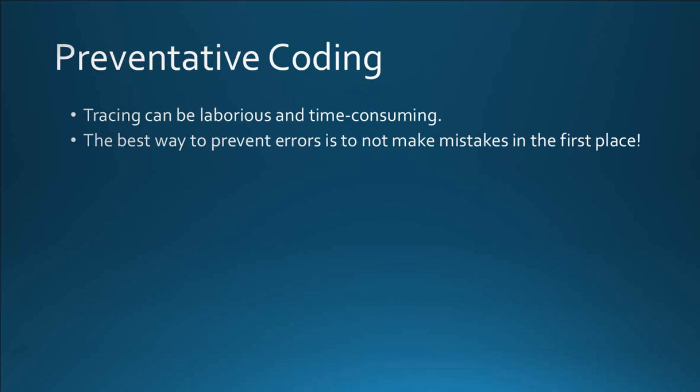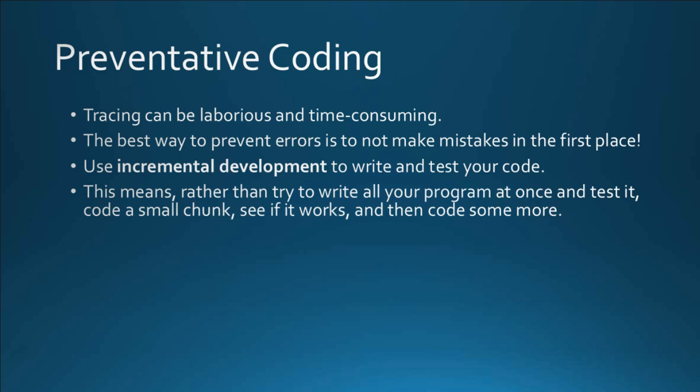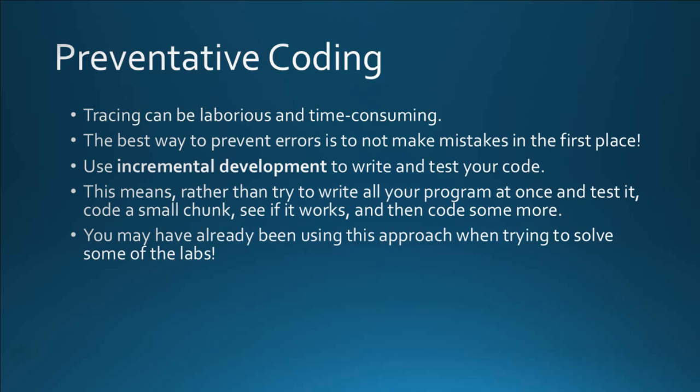So the best way to prevent errors, of course, is to not make mistakes in the first place. I know this seems kind of silly, but it is true. Now, a way to do this is to use incremental development to write and test our code. Rather than trying to write a program all at once and then test it, and then have to go through and try to figure out where the problem is, we're going to code a very small chunk of code, see if it works, and then we'll go and code some more. Now, you may actually have been using this approach on your own when trying to solve some of the labs.